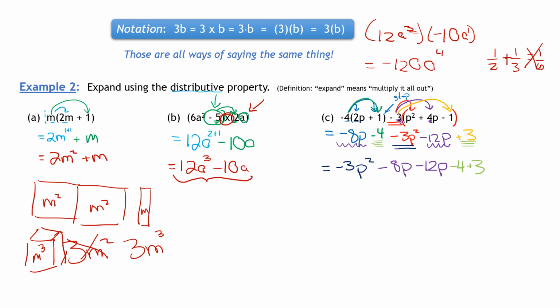My final answer, let me put it in red. My final answer is going to be negative 3p squared. It's the only p squared that's there. These two go together. Negative 20p. And these two go together. Negative 1. So that last one is the most complicated one that you've had.